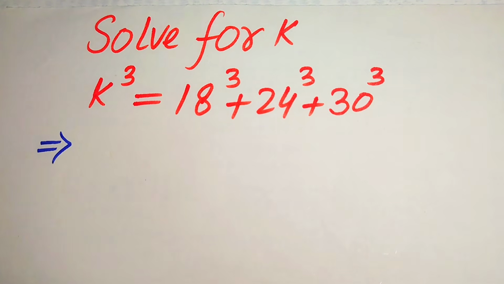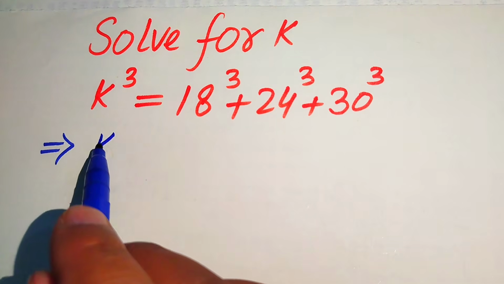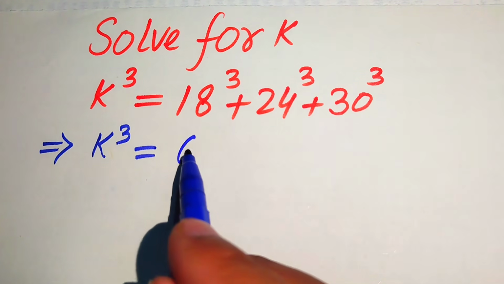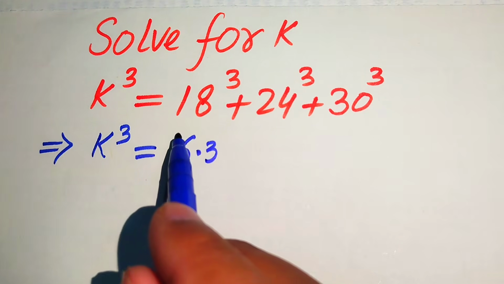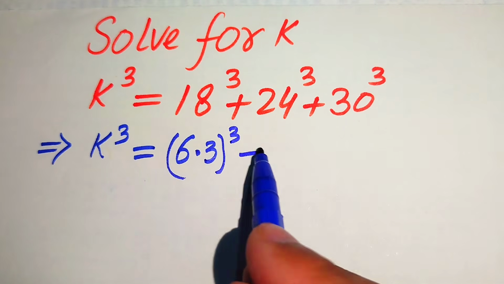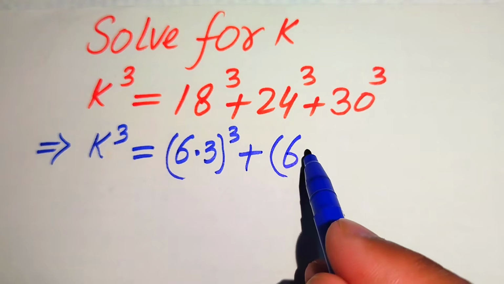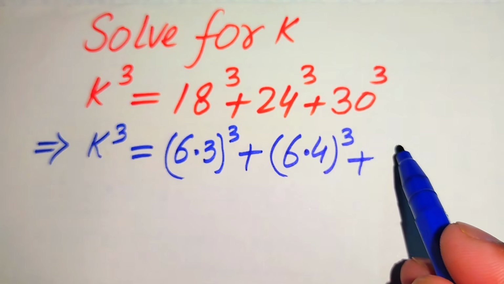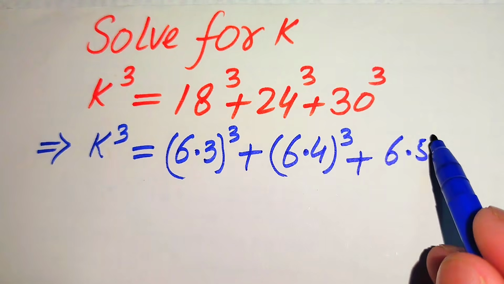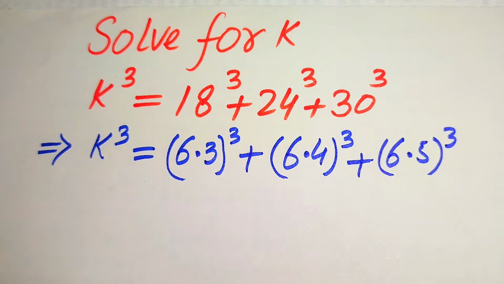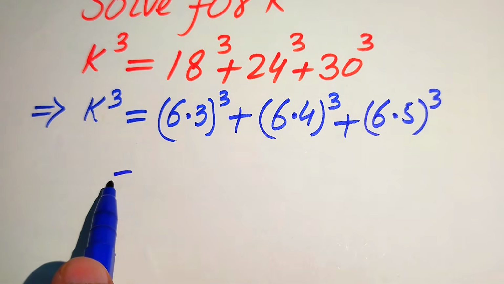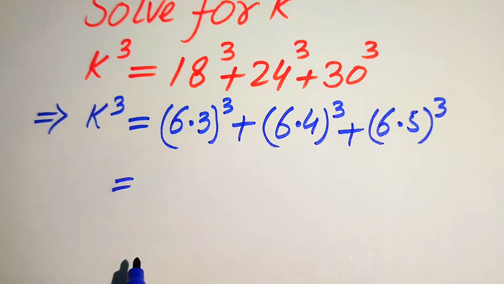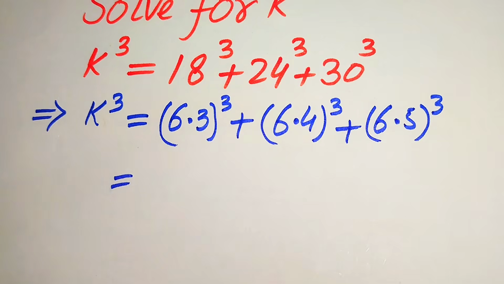So the very first step is to focus on the right hand side. This is 18, we write it as 6 multiplied by 3. We know that 6 times 3 becomes 18. In the same pattern, 24 is 6 times 4, and 30 is 6 times 5, and its whole cubed. Further, we apply the cube exponent separately on each of these values, and it will be written in this form.